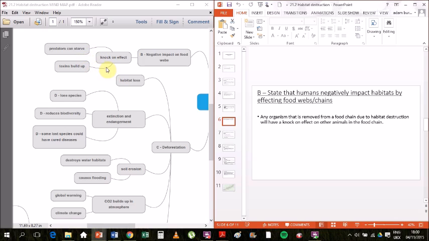Another thing that we do is we allow toxins to build up in our food chains. Chemicals like DDT, which is an insecticide that we spray onto crops, can build up and kill top predators. We'll talk more about this stuff later.